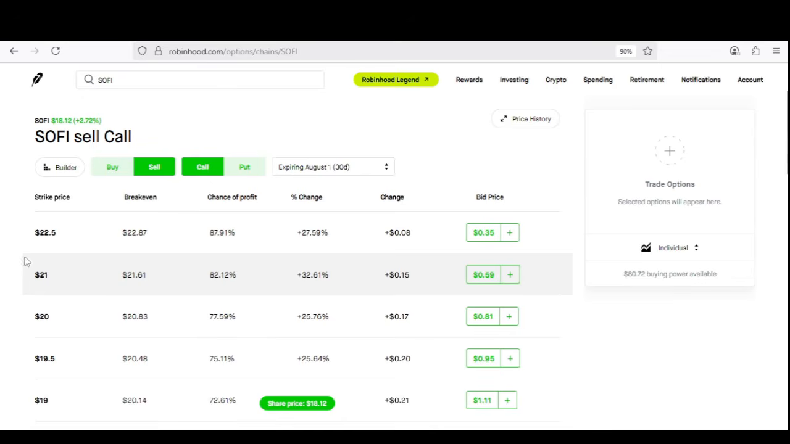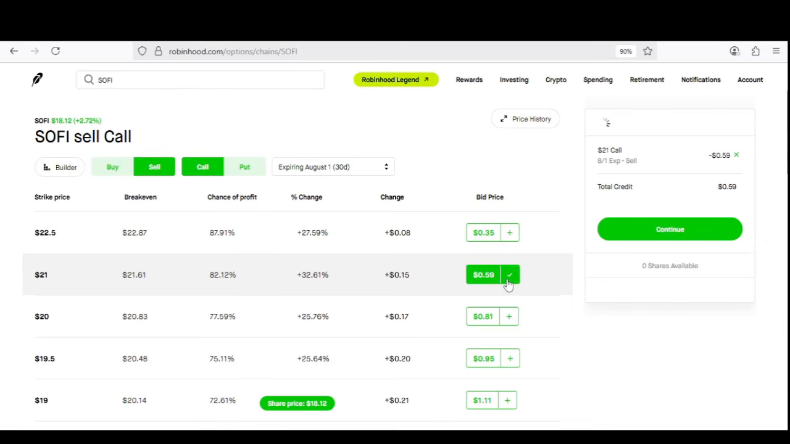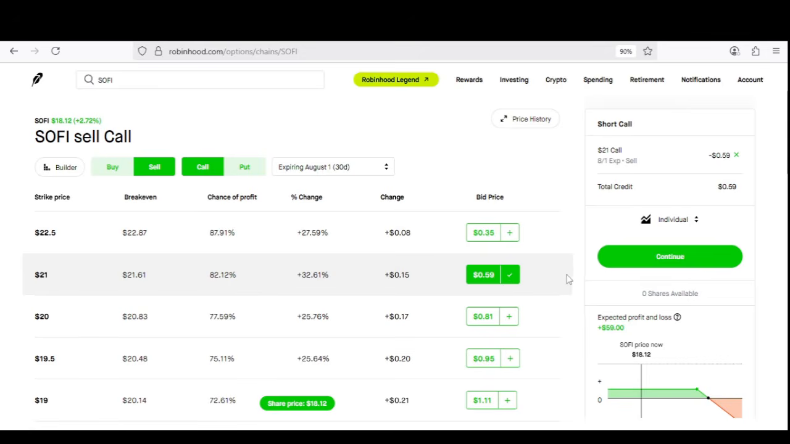So in addition to your $21 strike price and your 82% chance of profit, you're going to get paid once again. The amount you're going to get paid is going to be 0.59 or $59. Now, this number two option strategy that's going to help you grow your small account is known as the covered call option strategy.